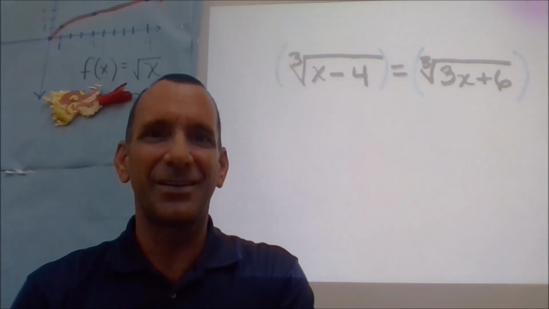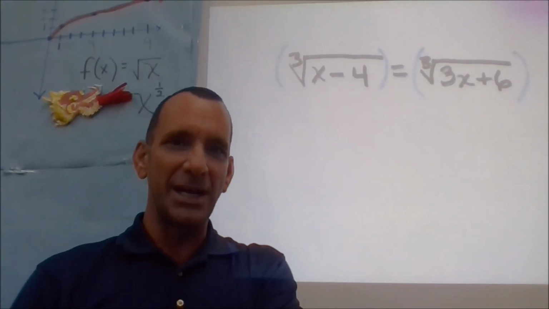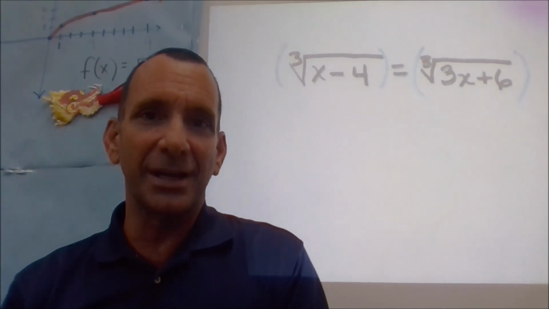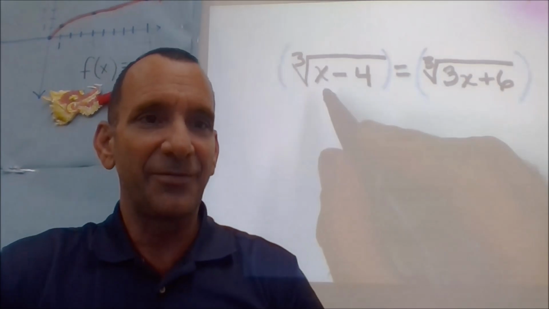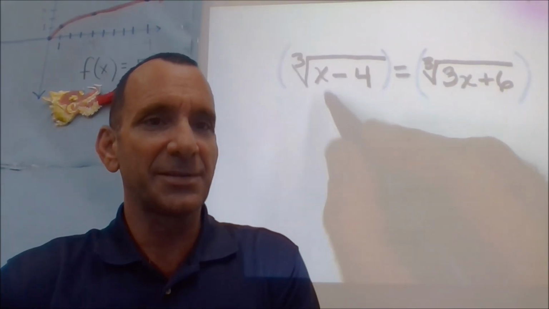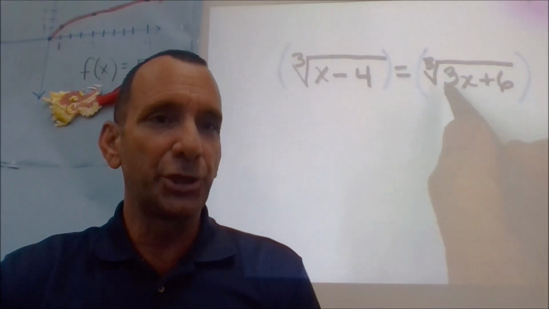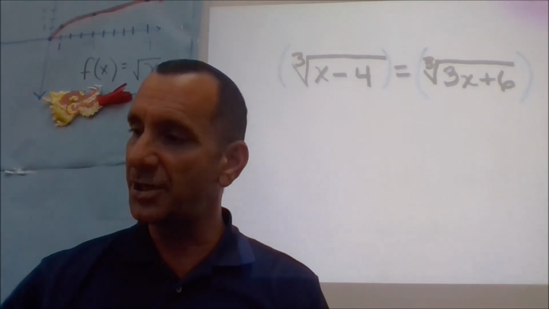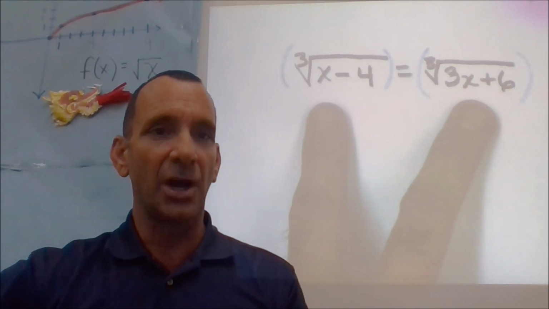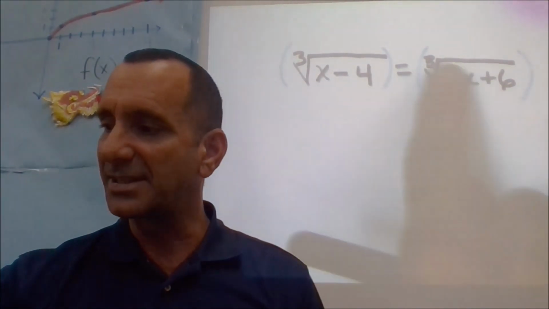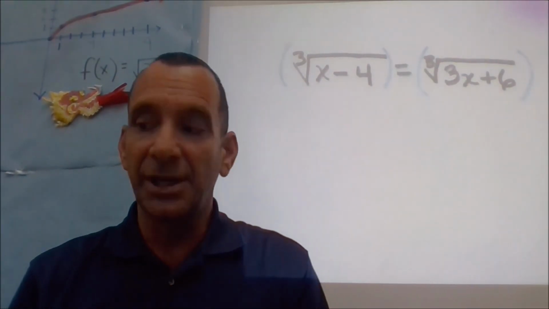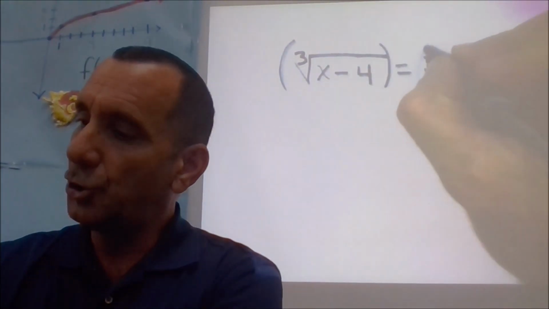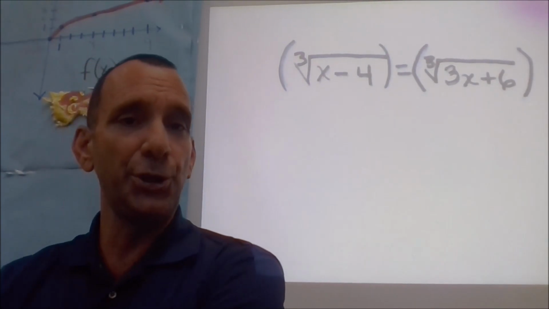So here we are, solving radical equations. Now this is an easy one, though it looks a little complex at first. We see that we have the cube root of x minus 4 equals the cube root of 3x plus 2. Now in this situation, there are radicals on both sides and they have the same index. So really, all you have to do to get rid of a cube root, you cube.